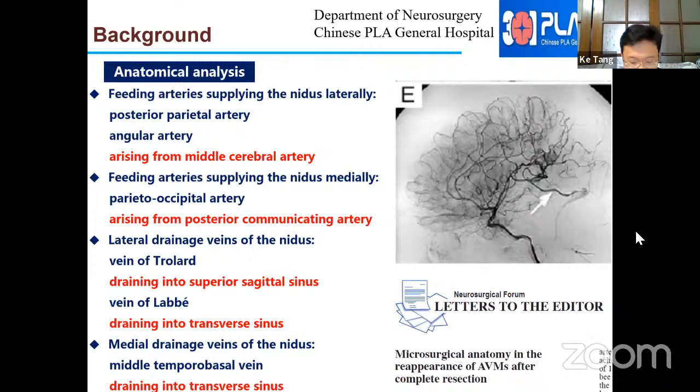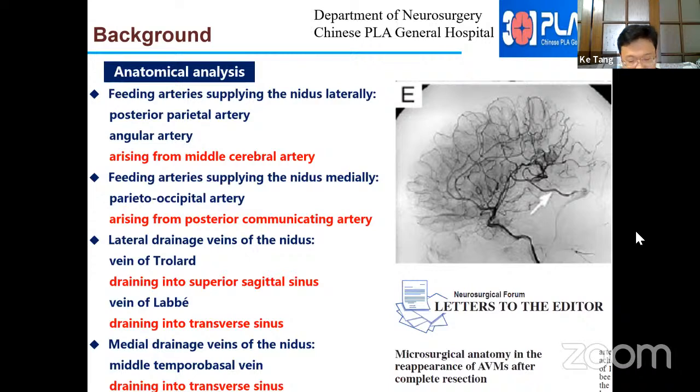Then, how to use imaging for anatomic analysis? When we meet the question of reappearance of AVM after complete resection of ruptured AVM, true recurrence or false negative early postoperative imaging results, let's discuss this case. The DSA shows that the AVM feeding arteries included the posterior parietal artery and the angular artery arising from the middle cerebral artery, supplying the nidus laterally, and the parietal occipital artery arising from the posterior communicating artery on the carotid angiography imaging, supplying the nidus medially.